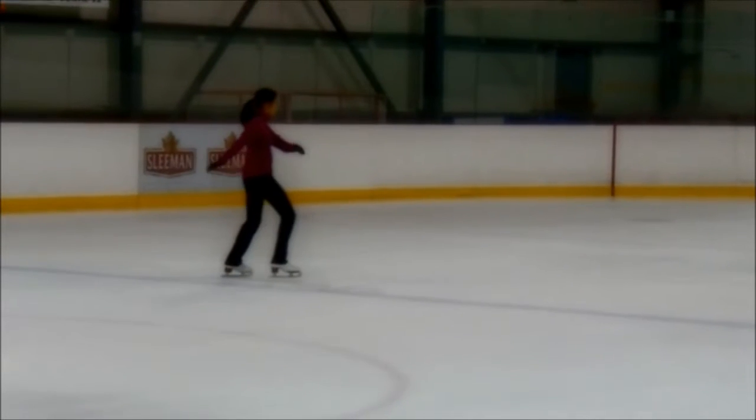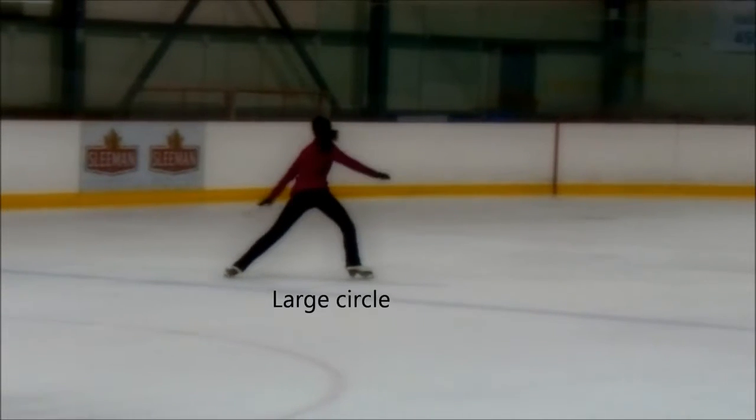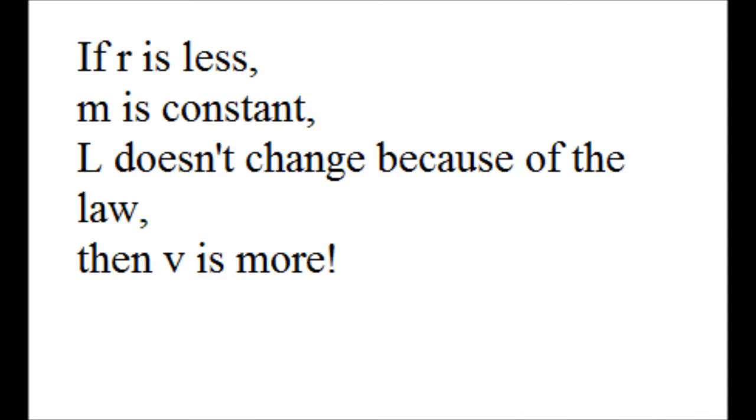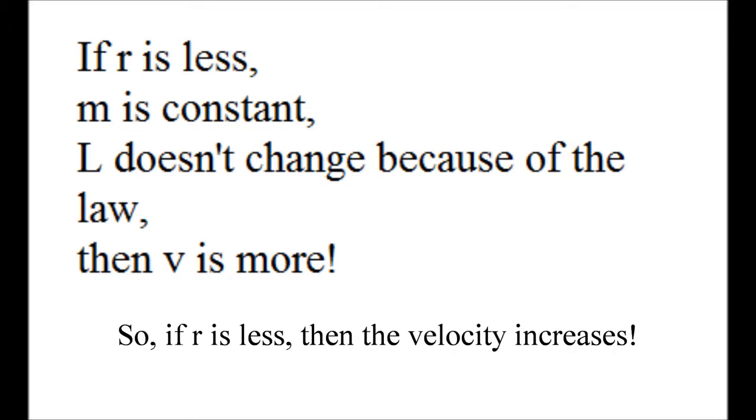At the beginning, I skate in a large circle so that R is large. Then, when I skate in a smaller circle, R is smaller. Now going back to that equation, because of the law of angular momentum conservation, if R is less, M is constant because your mass doesn't change, and angular momentum is conserved because of the law, then velocity must increase.